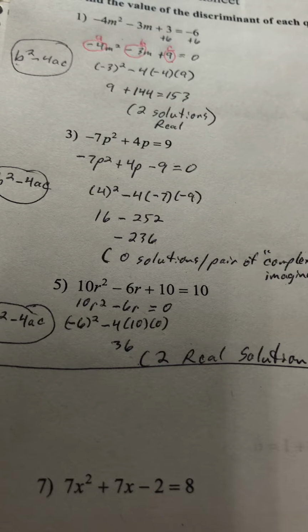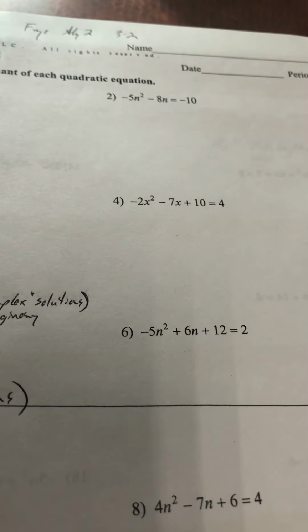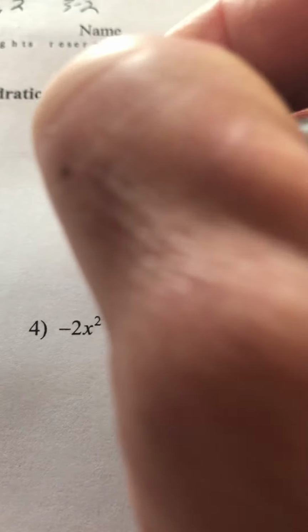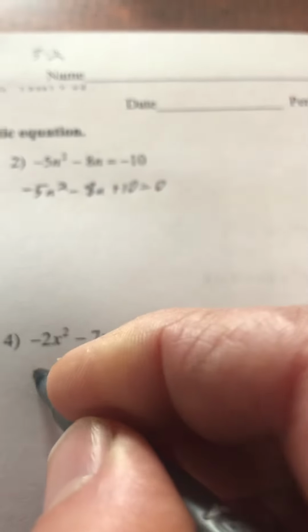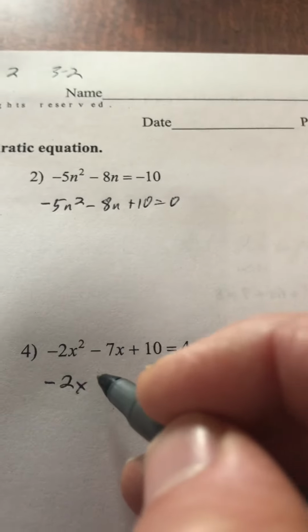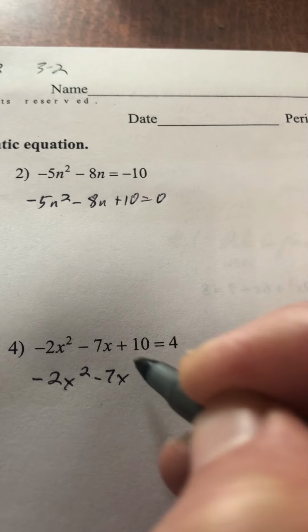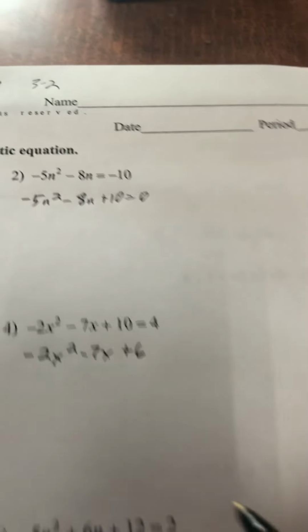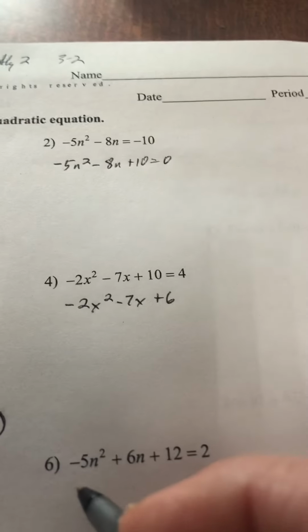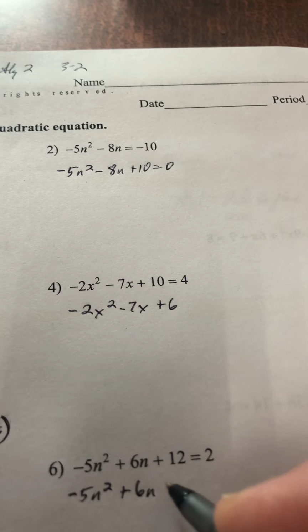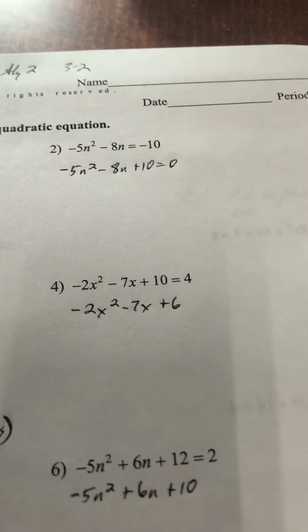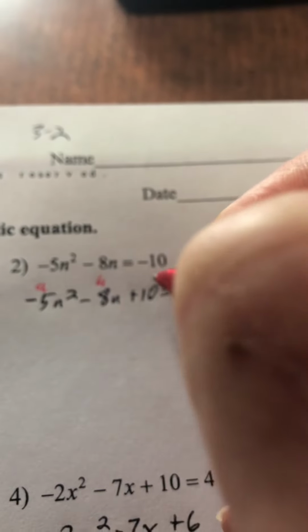So try 2, 4, and 6 on your own, and to set you up, this one's going to start out like this. This one is going to start out like this, plus 6. And this one is going to start out like this, plus 10. And just so you know, here's your A, here's your B, here's your C.